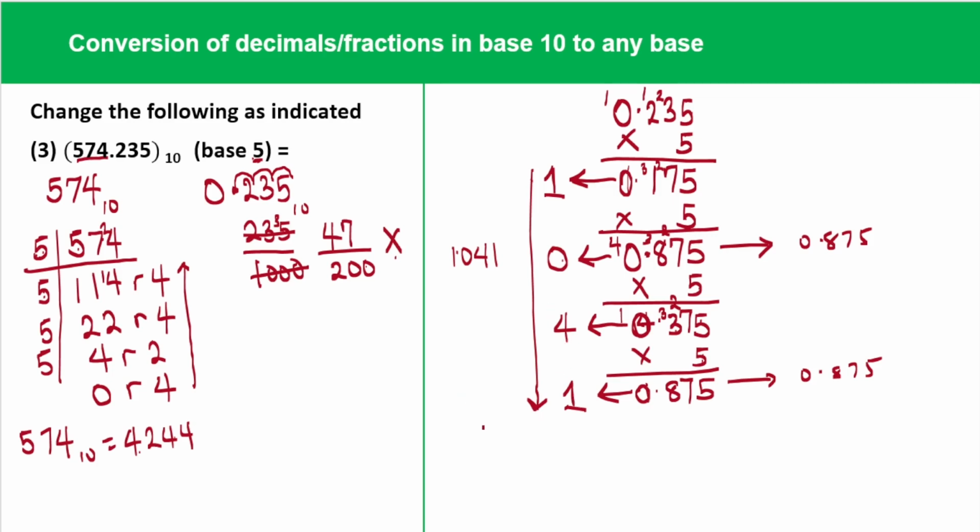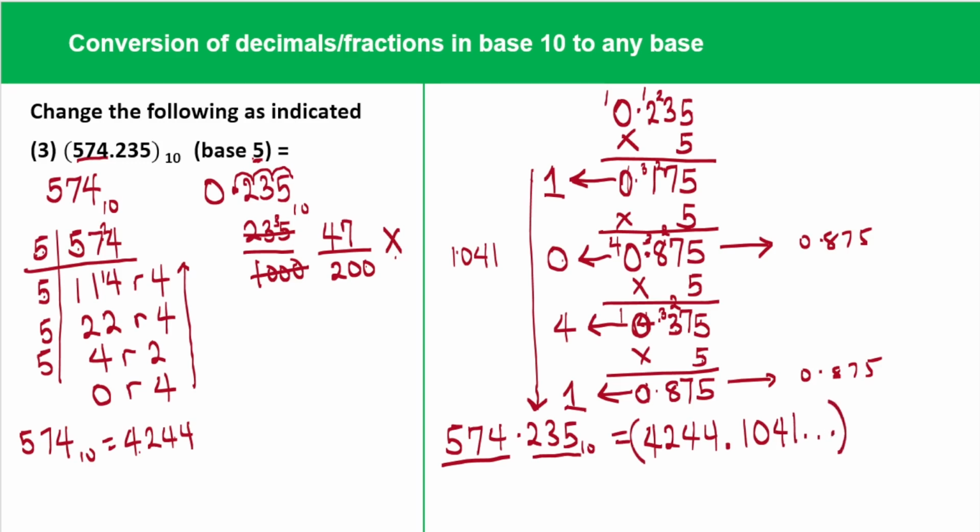Now combine the answer for the whole number part with the decimal part for 574.235 base 10. The answer for the whole number part is 4244. Point. The answer for the decimal part is 1041, then dot dot dot. This dot dot dot indicates that the process has not ended. Thus there are still several other digits after this one. So 4244.1041 base 5.